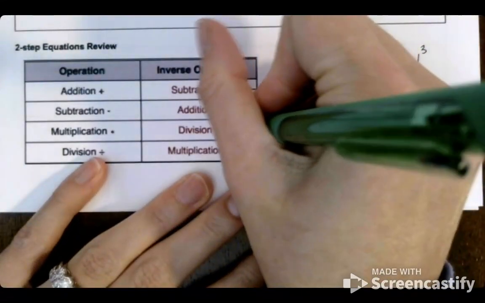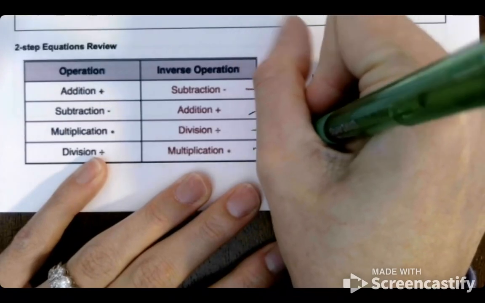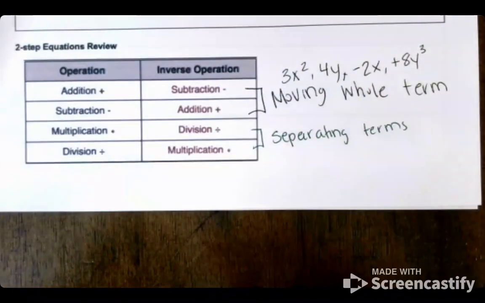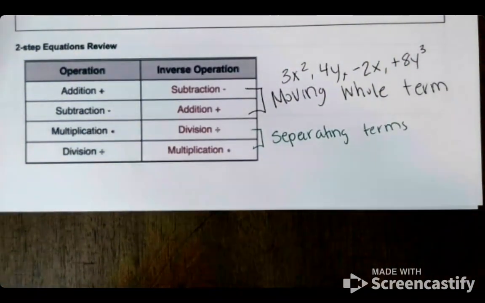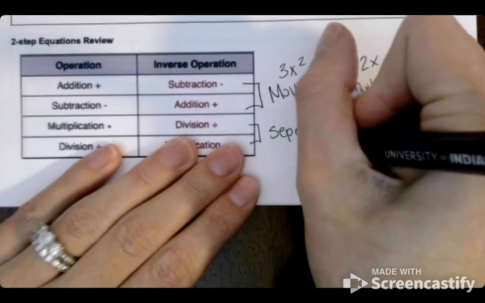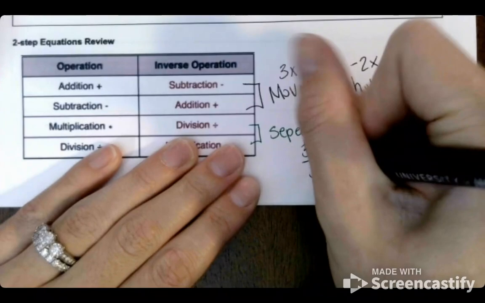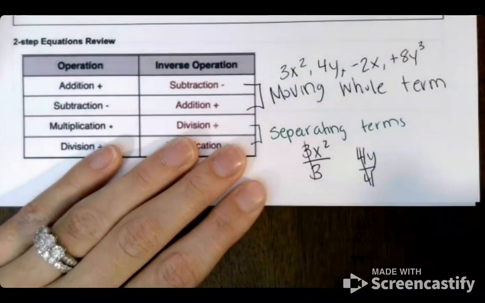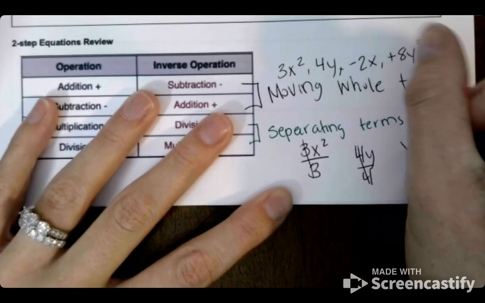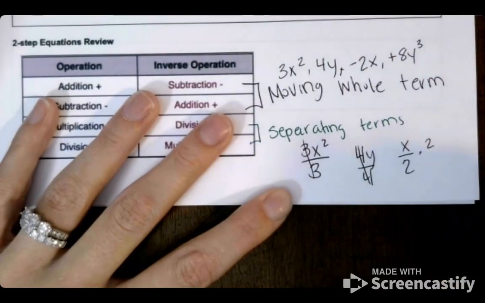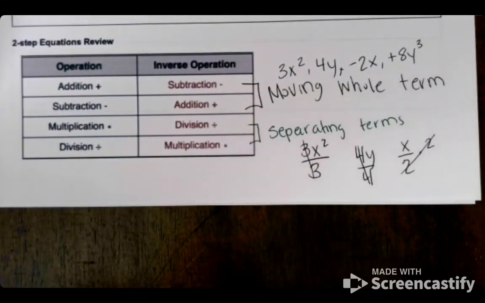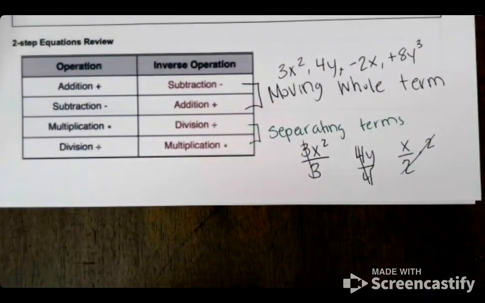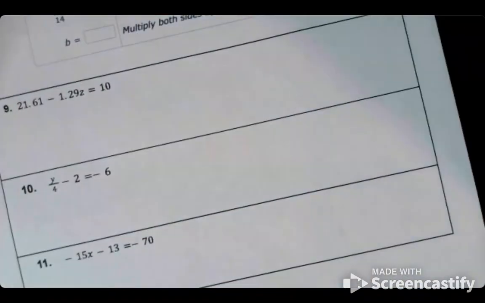When you are multiplying and dividing, that is separating terms. So that would be like saying you have 3x squared and you're dividing it by 3. You have 4y and you're dividing it by y. You have x over 2 and you're multiplying it by 2 to get that x by itself, okay? So anytime you're separating, you're multiplying or dividing. Anytime you're moving, you're adding and subtracting, okay?